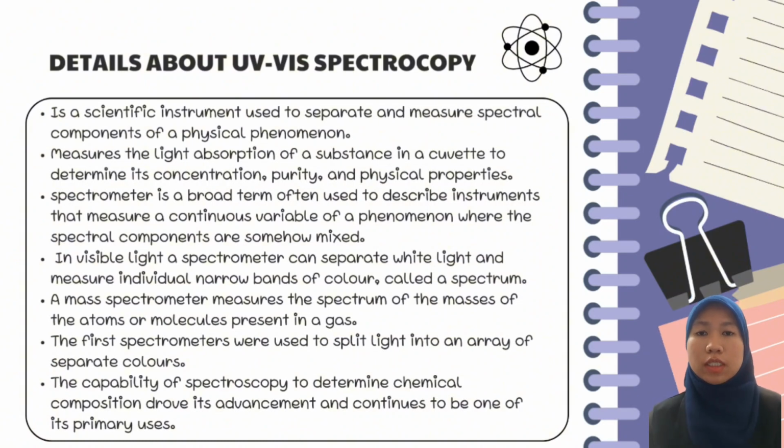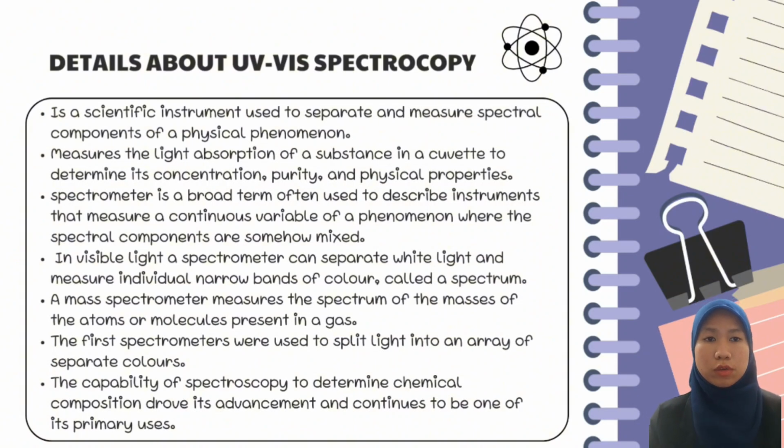For your information, spectrophotometer is a broad term often used to describe instruments that measure a continuous variable of a phenomenon where the spectral components are somehow mixed. In visible light, a spectrophotometer can separate white light and measure individual narrow bands of color called a spectrum. A mass spectrophotometer measures the spectrum of the masses of the atoms or molecules present in a gas.